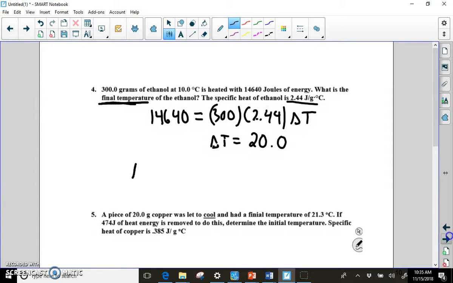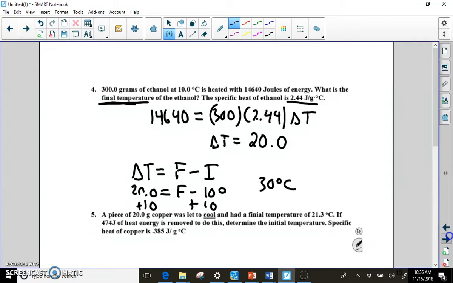But you know from the PowerPoint that change in temperature is the final temperature minus the initial temperature. So if the change in temperature is 20, and they want to know what the final temperature is, and the initial temperature was 10, this is now basic algebra. We're going to add 10 to both sides, and then we're going to get the final answer is 30 degrees Celsius. And with sig figs, it still has 3, so 30.0 degrees Celsius in the end.